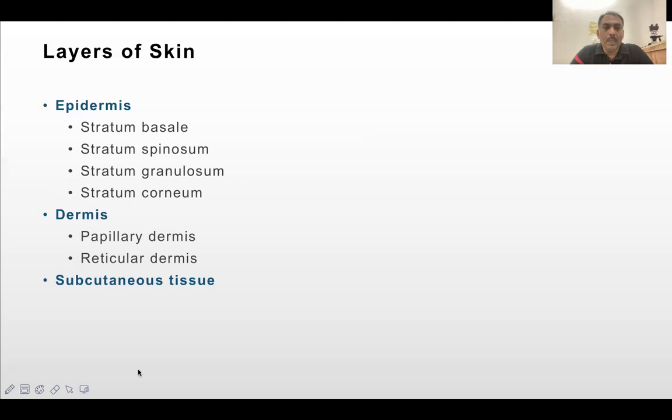The layer below these four layers of the epidermis is called the dermis, which is divided further into two areas: the papillary dermis, which is the area closer to the epidermis, and the reticular dermis, which is the deeper part of the dermis. And below the dermis lies the subcutaneous tissue, which includes the fat and the connective tissues.